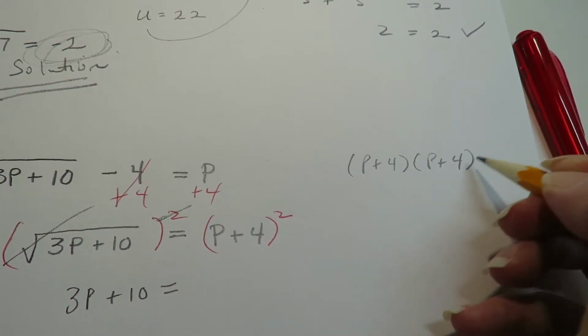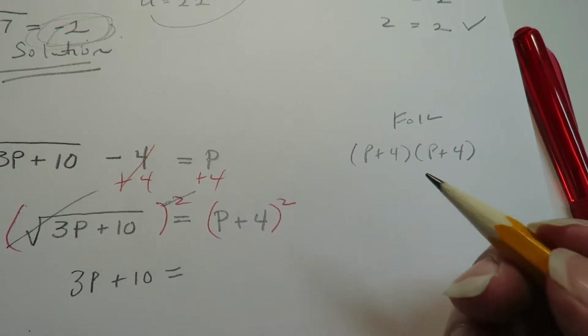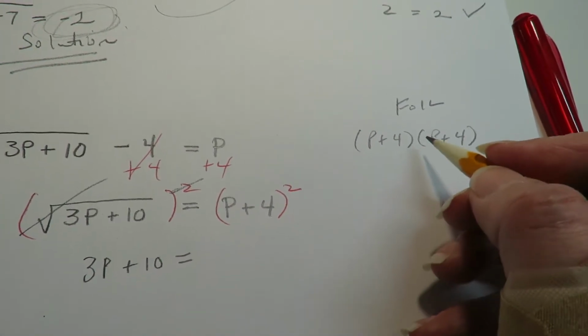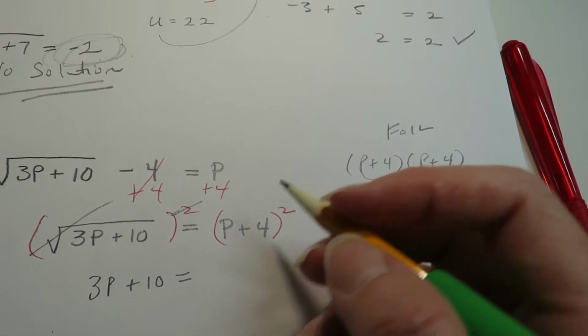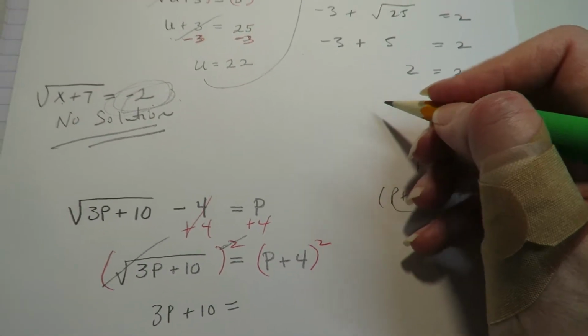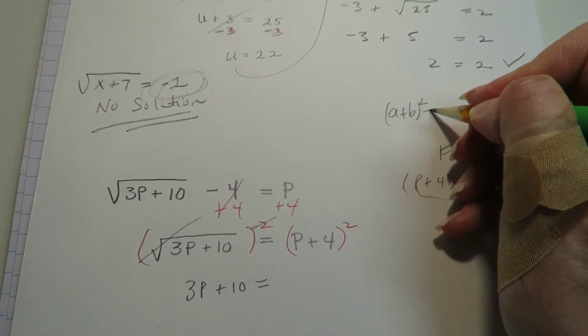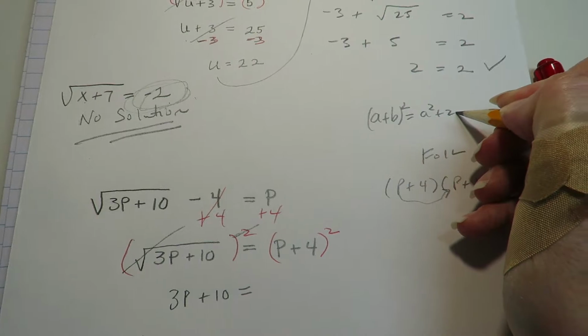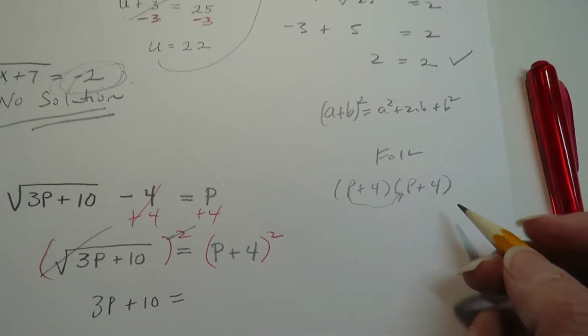This is a FOIL. First, outside, inside, last. You can't simply just put the 2 in. Okay, so you're going to have to FOIL it. So you can do it in your head if you know the formula. The formula for a plus b quantity squared is a squared plus 2ab plus b squared. You could use that formula or you could work it out if you want.